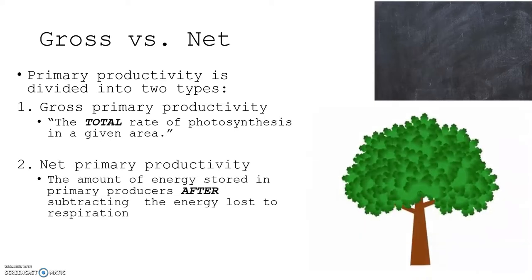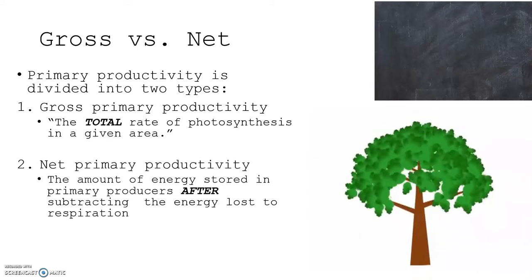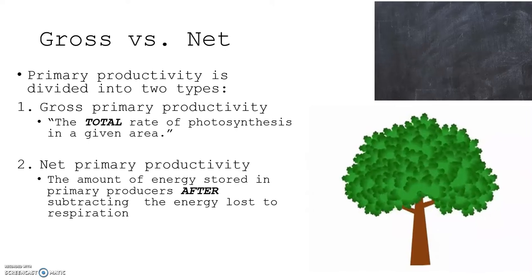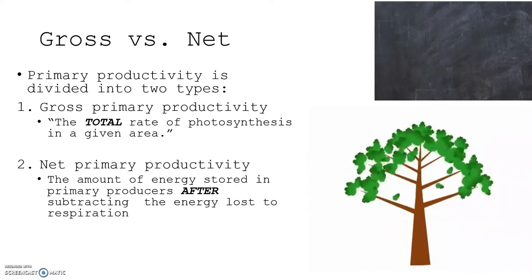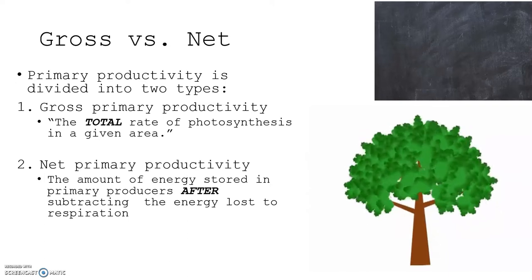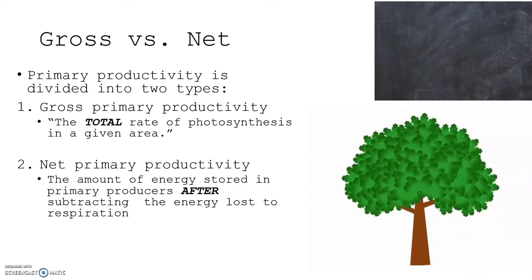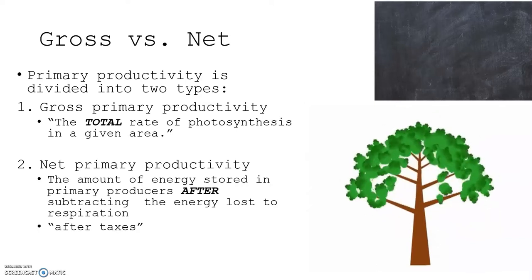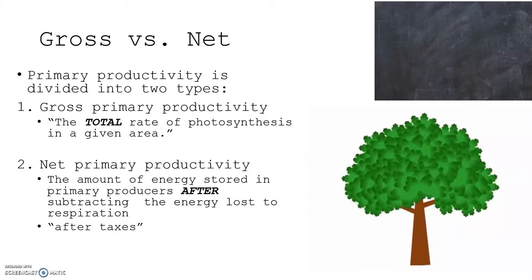Net primary productivity is the amount of energy stored in primary producers after subtracting the energy lost to respiration. So remember that these plants also need to undergo cellular respiration in order to grow themselves. It's like the after taxes. It's like when you get your paycheck and you've paid your taxes, it's the amount that you get. It's your net.